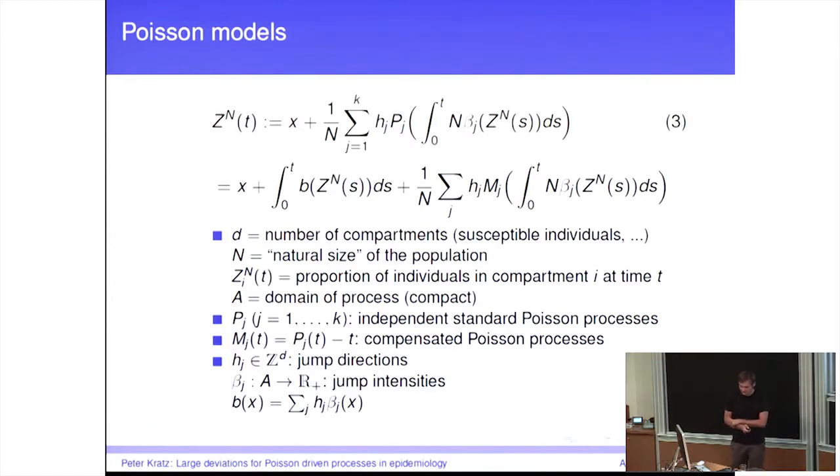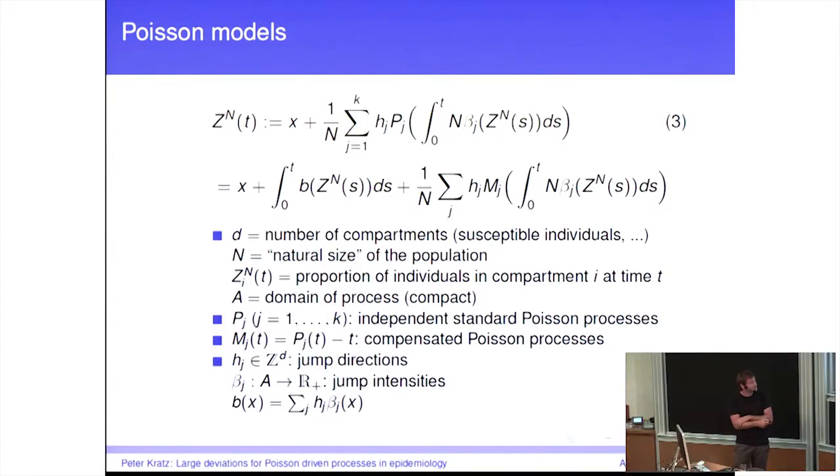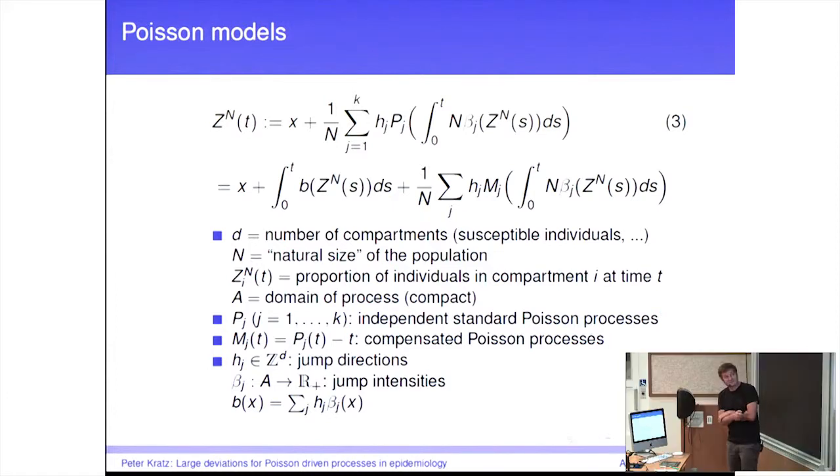Okay, we look at these Poisson-driven stochastic processes. So D is the number of compartments, susceptible individual. N, which was constant in our case, is the population size. And then Zi of N at time t is the proportion of individuals in compartment i at time t. And the domain of the process that is important is compact. So we cannot look at unbounded domains. That doesn't work. So we have independent standard Poisson processes, and we have these jump directions and the jump rates.